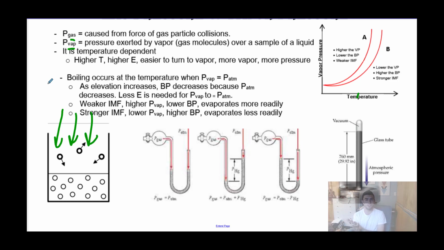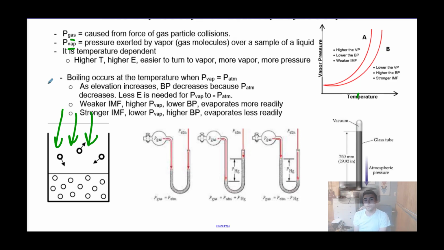We know that as elevation increases, boiling point decreases because the atmospheric pressure is changing. In fact, it's decreasing. So therefore, there's less energy needed for the vapor pressure to equal the atmospheric pressure. We don't have to heat the substance to a high temperature like we would at normal atmospheric pressure at sea level for the vapor pressure to equal atmospheric pressure.